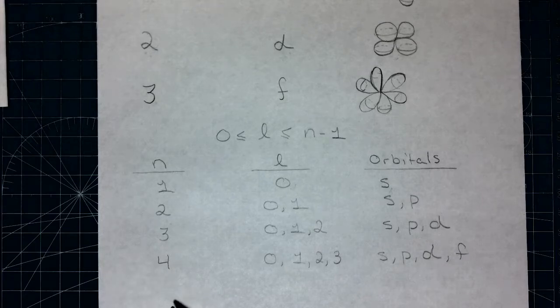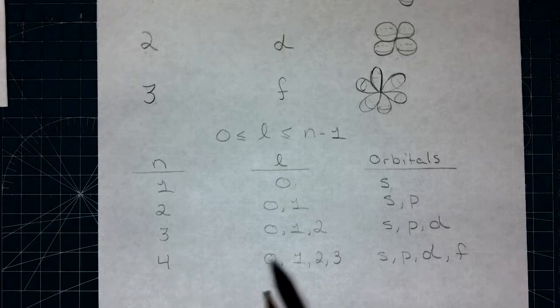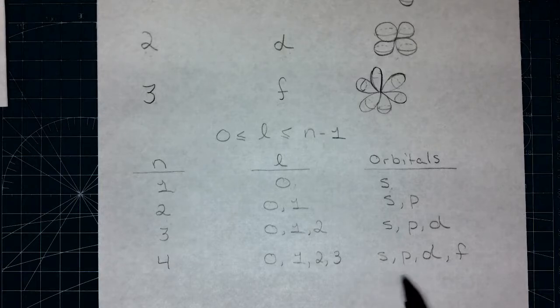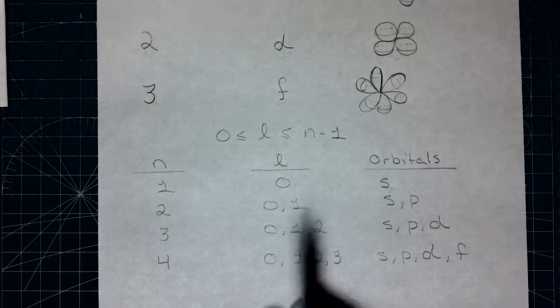There are higher n values, and in theory, those would open us up to higher L values. But in fact, we've never actually observed that. We've only ever observed s, p, d, and f orbitals. So there's a possibility that in fact this all breaks down and there are no other orbital types.